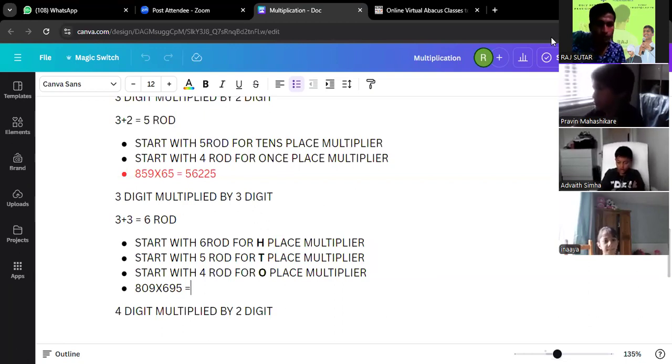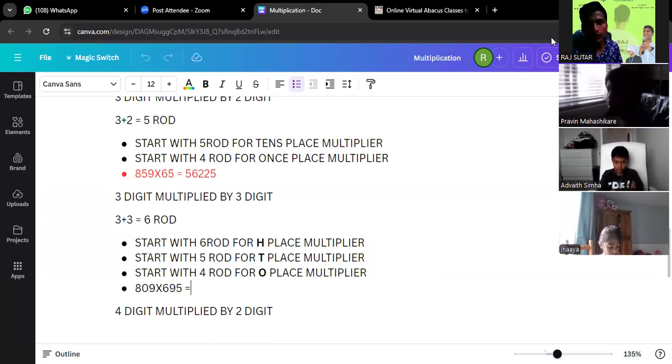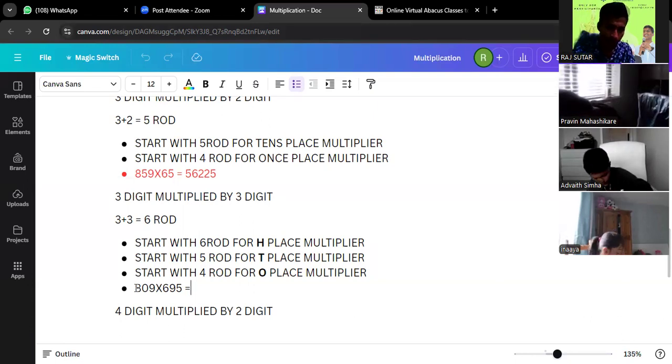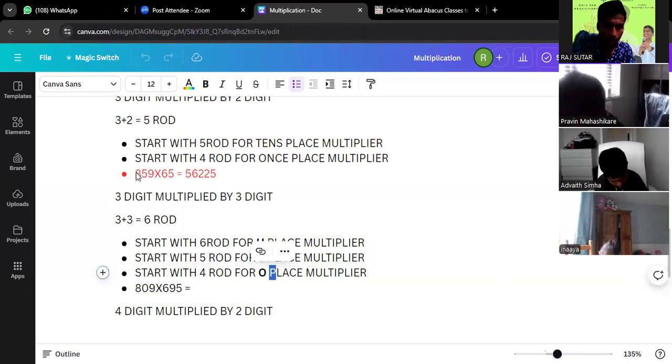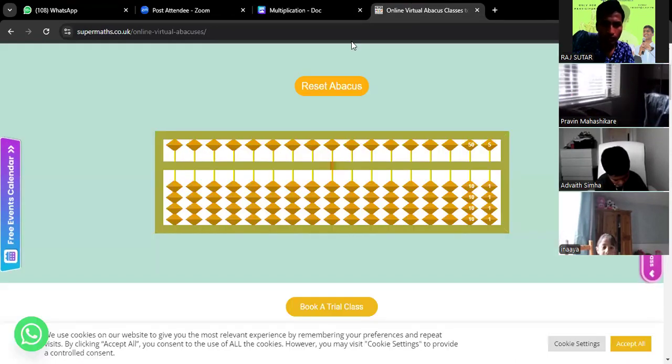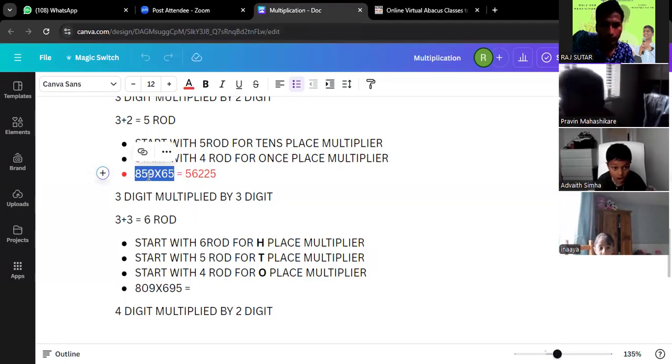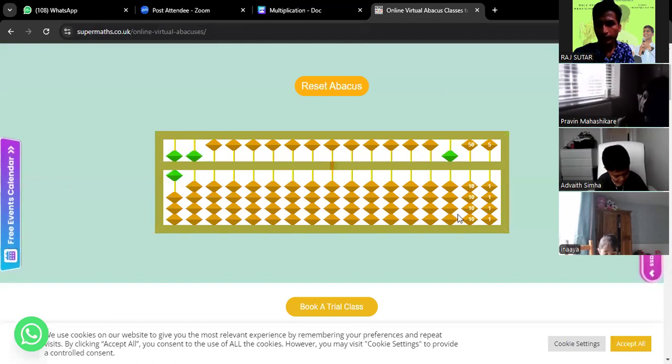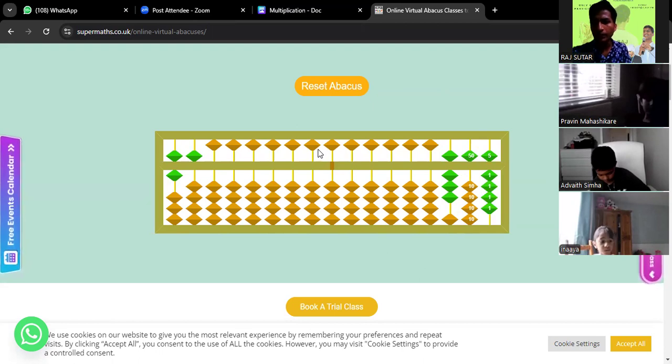Okay, so take out your sorobans, take out your abacus. Now write down the sum: 809 multiplied by 695. First of all, this is 3-digit multiplied by 3-digit. Last class we did this sum, na? So 65 multiplied by 859. So children, a quick recap of 3-digit multiplied by 2-digit.